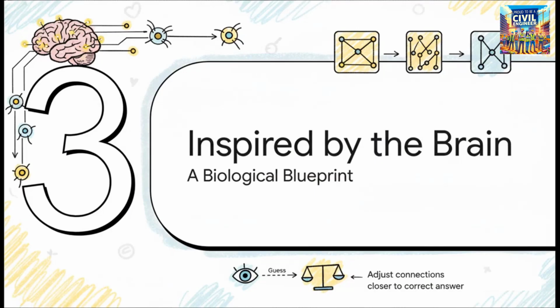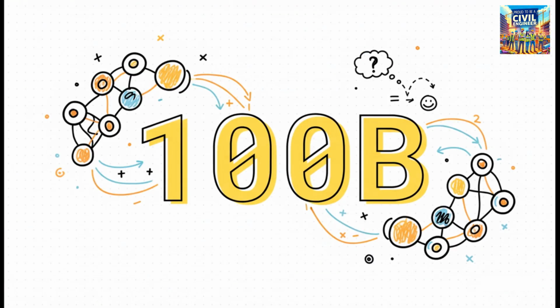Okay, so that's the engine, guess and adjust. Now let's look at the vehicle it powers. And for that, we're going to look at the most amazing computer we know of, the human brain. I mean, just think about it. The human brain has something like 100 billion neurons. That's a level of complexity that is just mind-boggling.